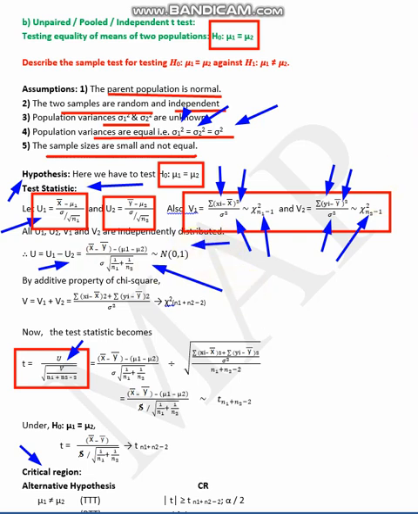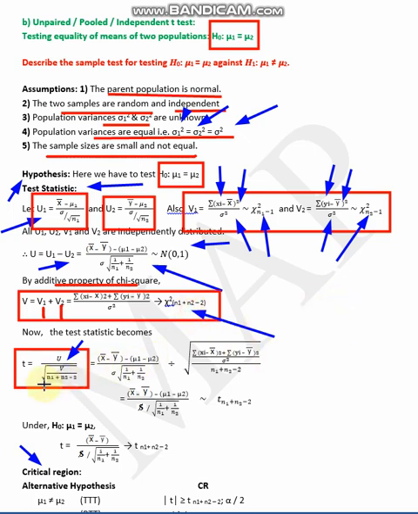And by using the additive property of chi-square distribution, what does the additive property tell? Suppose V1 follows chi-square with n1 degrees of freedom and V2 follows chi-square with n2 degrees of freedom, then V1 plus V2 follows chi-square with n1 plus n2 degrees of freedom. Since in this case we are taking n1 minus 1 and n2 minus 1 as the degrees of freedom, what would be my V? V is nothing but V1 plus V2, that is summation xi minus x bar square plus summation yi minus y bar square divided by sigma square, and it follows a chi-square with n1 plus n2 minus 2 degrees of freedom.